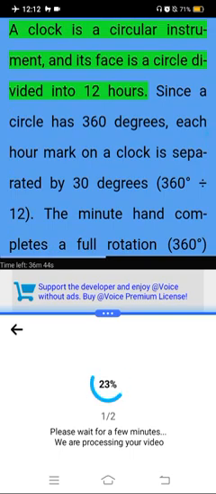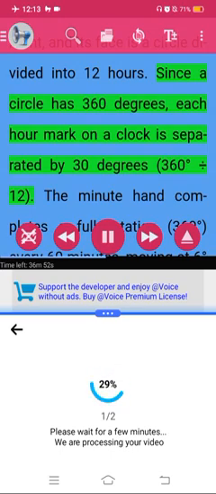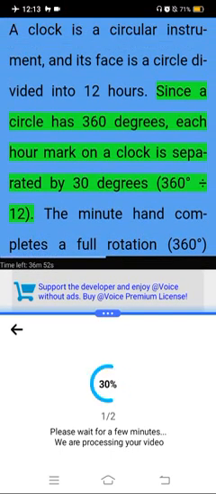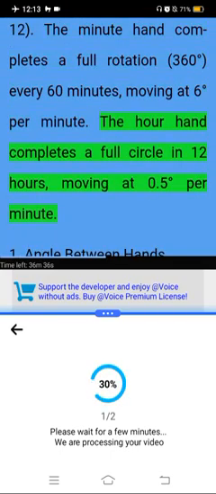A clock is a circular instrument, and its face is a circle divided into 12 hours. Since a circle has 360 degrees, each hour mark on a clock is separated by 30 degrees, 360 degrees divided by 12. The minute hand completes a full rotation, 360 degrees, every 60 minutes, moving at 6 degrees per minute. The hour hand completes a full circle in 12 hours, moving at 0.5 degrees per minute.